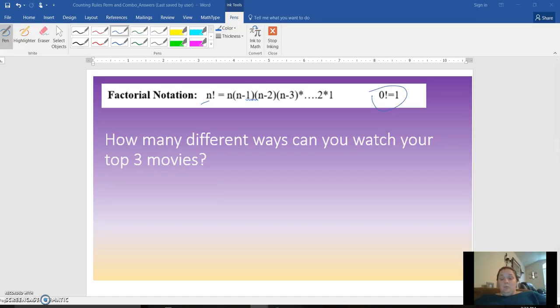So for example, a problem that you would use factorial notation on is, how many different ways can you watch your favorite 3 movies? You want movie 1 and movie 2 and movie 3. So that's why it's multiplication. And so here we have 3 choices, and we've watched that movie. So now we only have 2 choices, and we've watched that movie. And so now we only have 1 choice. So that's the same as 3 factorial. Okay, 3 factorial happens to be 6.